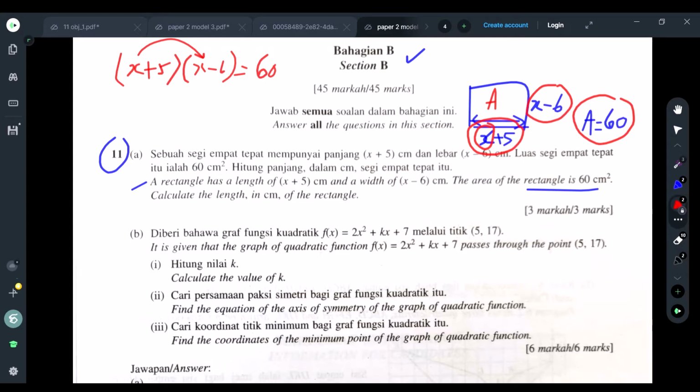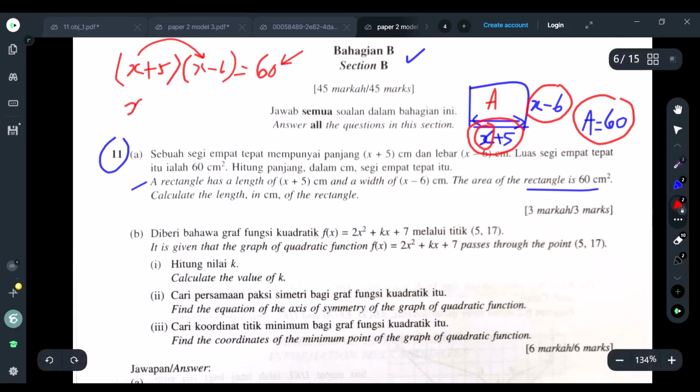You'll get x square. When you get x square, you want to find your x. This is a quadratic equation. If you want to solve a quadratic equation, you must make the equation equal 0. But this one is equal 60, so you cannot. So what you do is expand first.